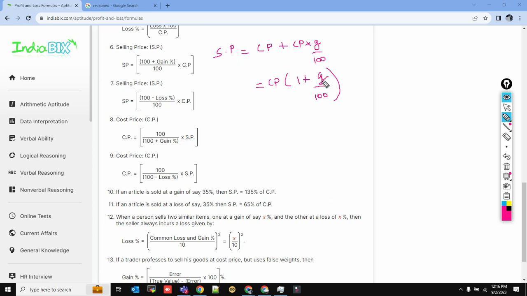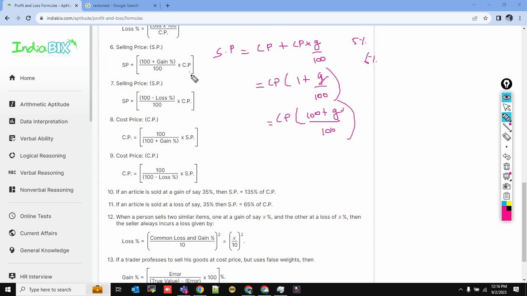So this is not the gain. Actually, this is the gain percentage. Suppose it can be 5%, 6%, right? So that will be 5 by 100. Now, if you cross multiply, this will be cost price into 100 plus gain percentage divided by 100. Okay. So this is the selling price.